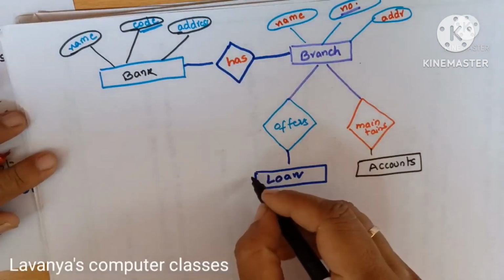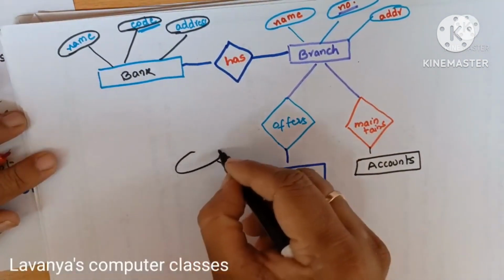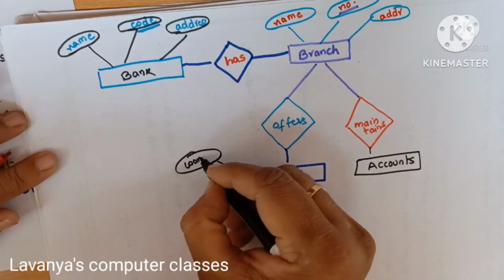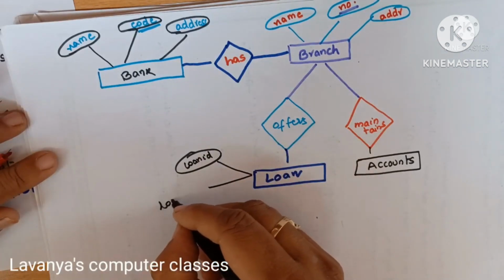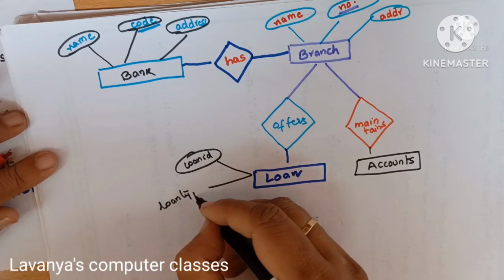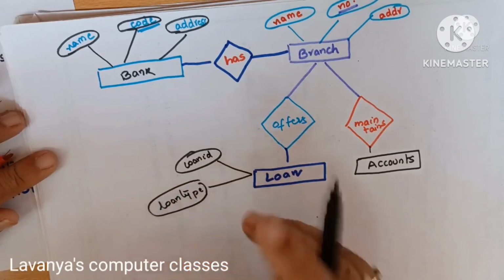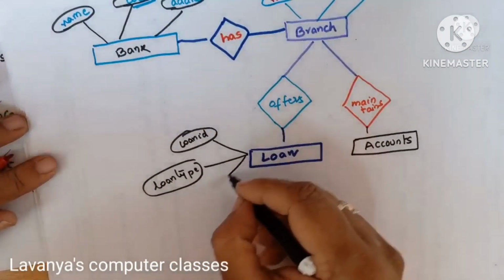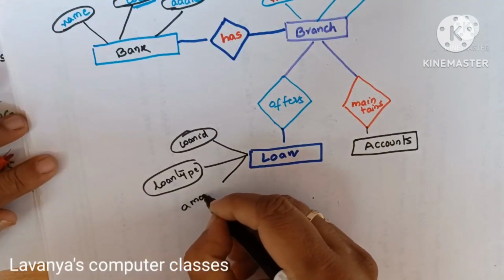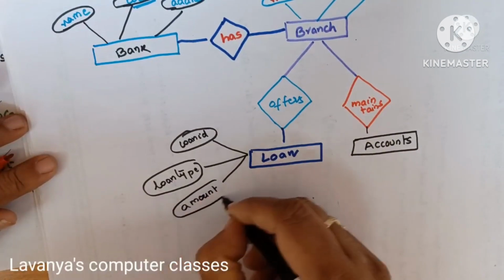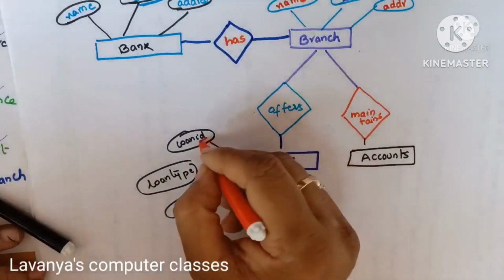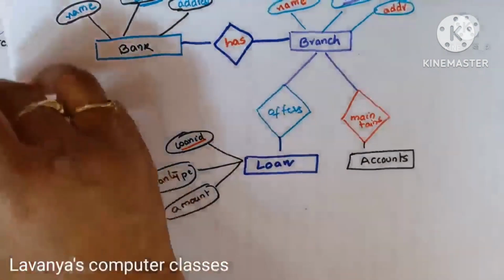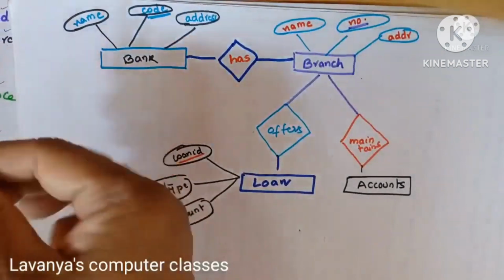What are the attributes of loans? One is loan ID, loan type, and amount, how much amount it took, like a borrowed amount. Which one is the primary key? Loan ID is the primary key, which we keep underlined. So loan is over. Now we go for accounts.